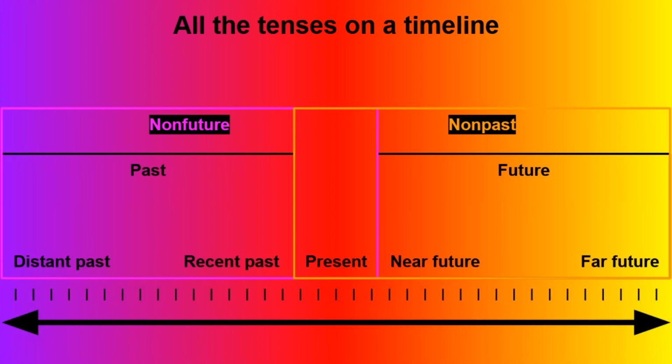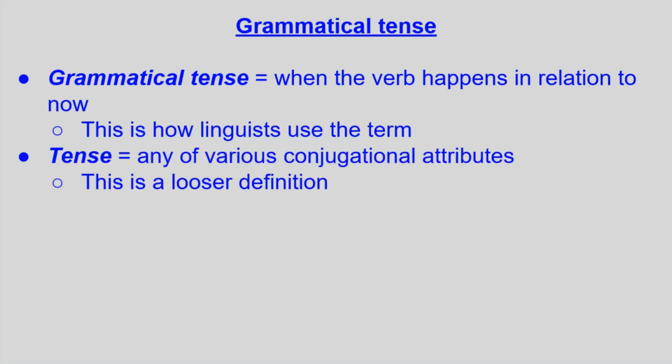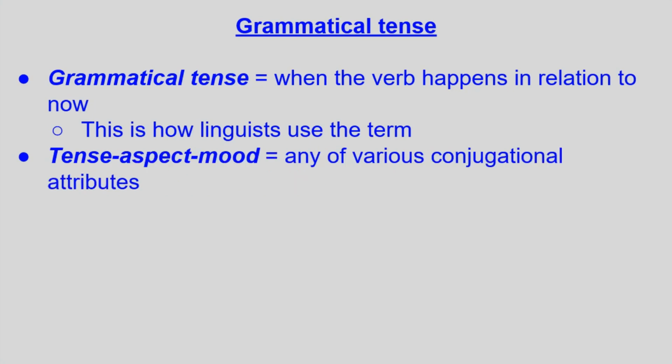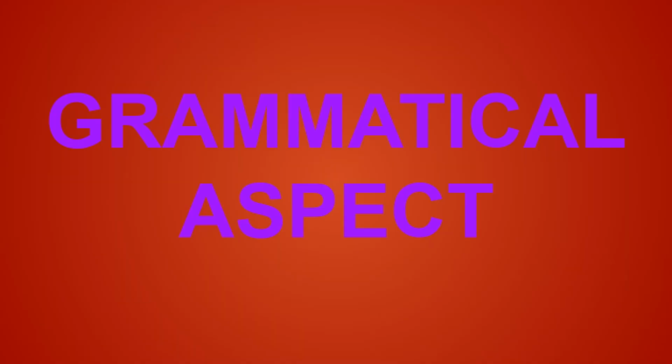However, I should also mention that the word tense is commonly used in two different ways in linguistics. What I just gave is the narrower definition that only includes time itself. But you may also hear people talking about tense in regards to any combination of verbal attributes in a language. This is more accurately called tense aspect mood, or TAM for short, and you're about to learn exactly what those other two things are. So now we'll talk about the A in TAM, aspect.